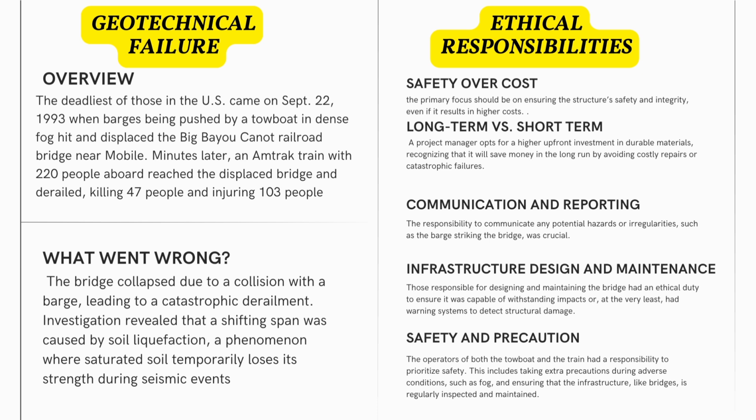Lastly, safety and precaution. This means conducting thorough risk assessments, putting safety protocols in place during construction, and preparing for emergencies. Ethically, engineers should always prioritize public and environmental safety over speed or cost, choosing to be cautious to protect everyone involved. All in all, I would say that the ethical responsibility in geotechnical engineering revolves around upholding safety standards to ensure that people can live safely. And that concludes the ethical responsibilities in geotechnical engineering.